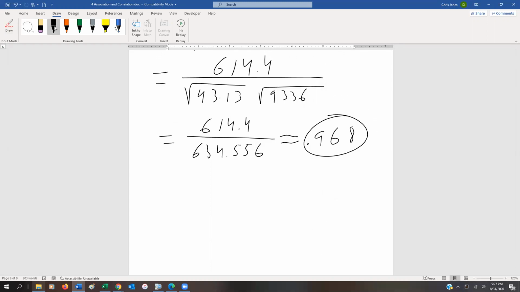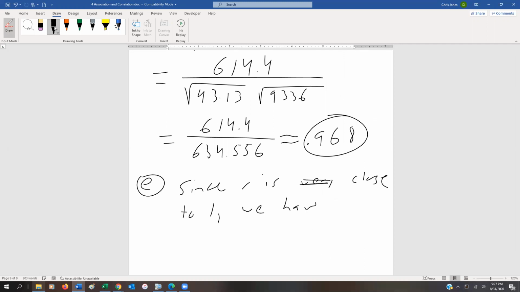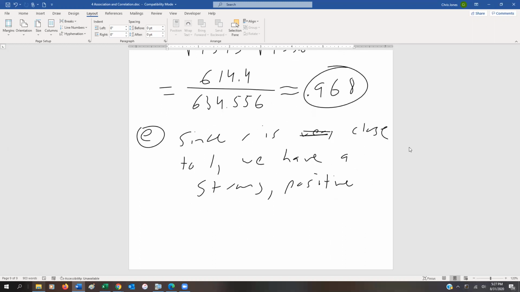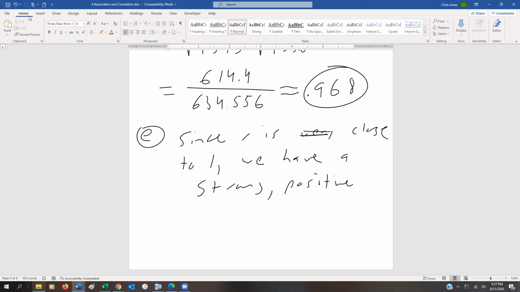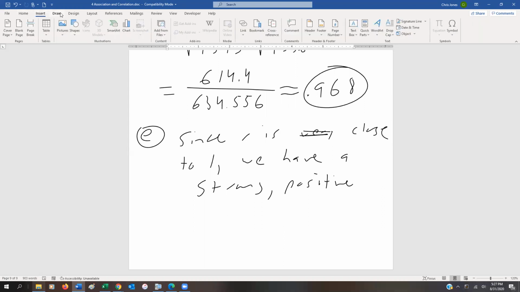So for part E, we could say that since R is close to 1, and we probably shouldn't use the word very, we have a strong positive association. Even though it is very strong, we don't like to say the word very unless we really, really have to. It's just usually implied in the definition of the word.